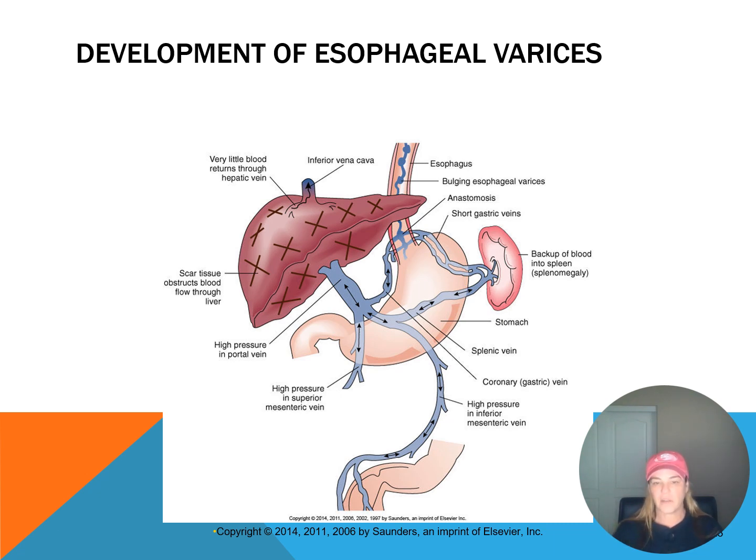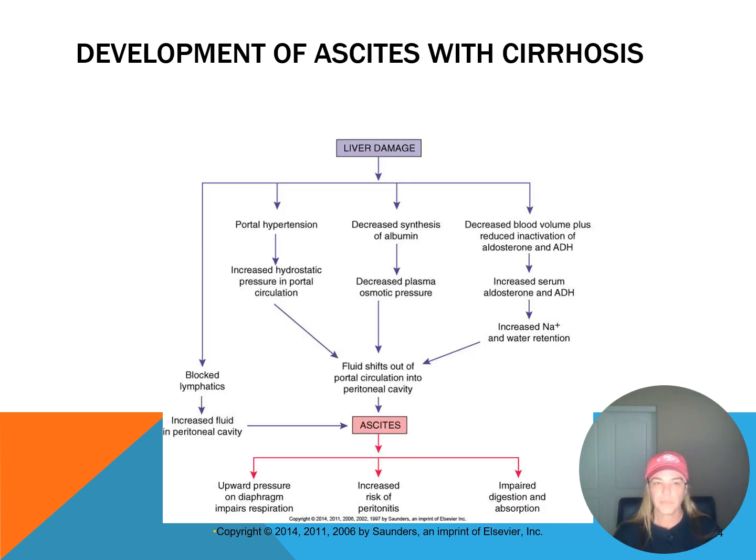So here's esophageal varices. As you can see, they create these bulging veins along the esophagus. These are what's going to burst and cause problems and cause hemorrhaging into your throat. Here's another example, I'll let you look at it in your book, of liver damage and ascites and what that looks like.